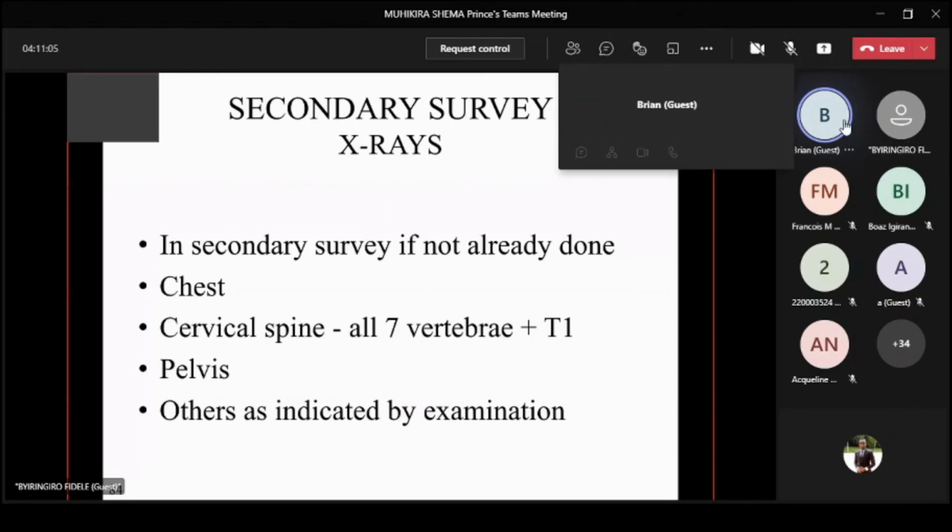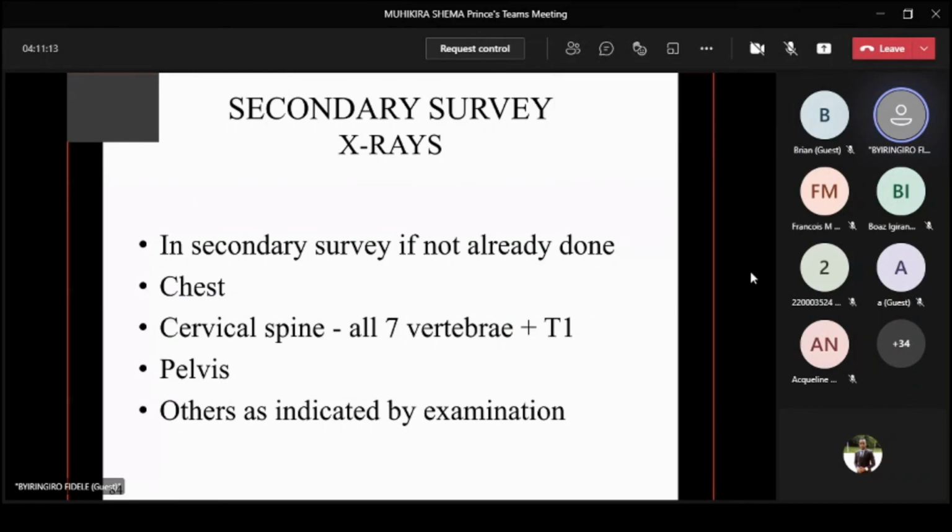On the last one, about exposure. Exposure is to undress the patient and examine any wound. Exposure means you look at the whole patient. Do we have any wound? Do we have anything we missed? That's why we always undress the patient.